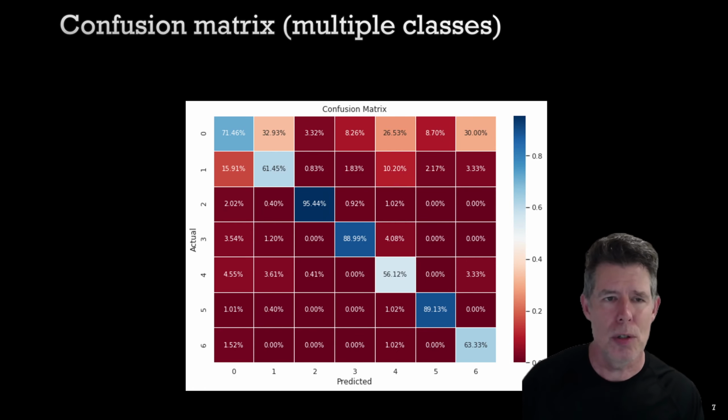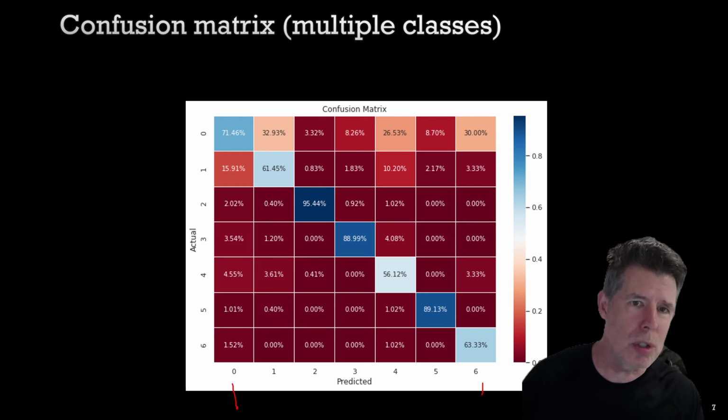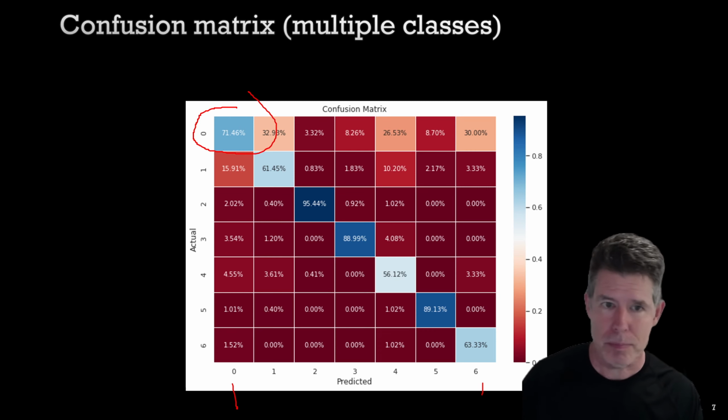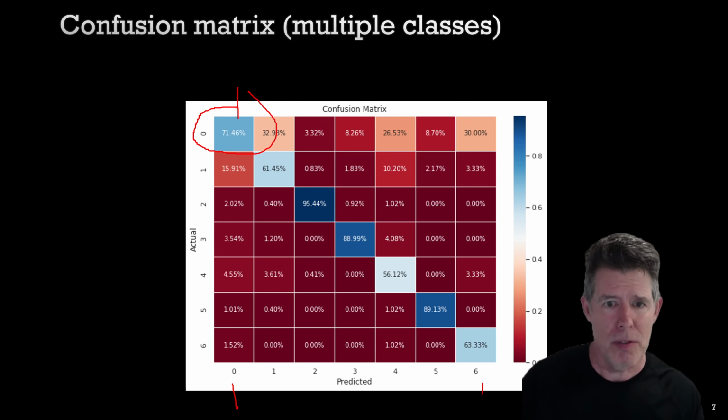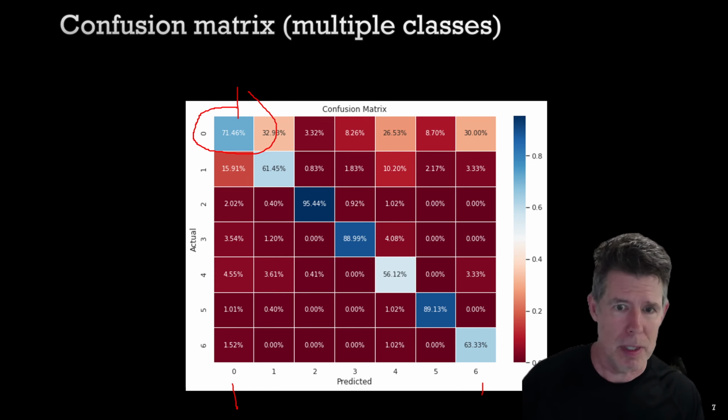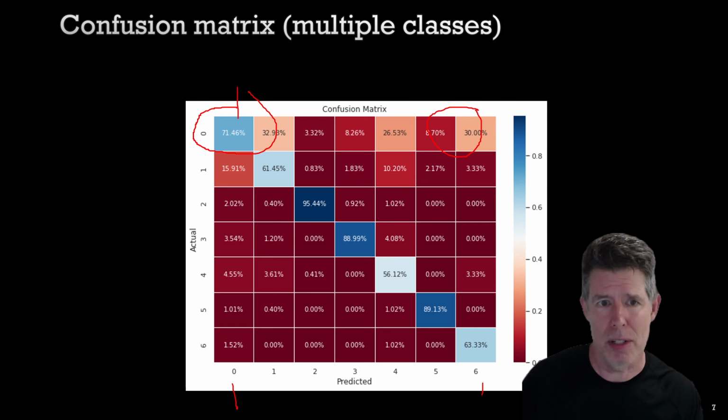In addition to binary classification, you can have multi-class classification. So here I've got classes 0 through 6. And for example, when the actual class should have been 0, our model predicted 0 71% of the time. But unfortunately, for 0, it also predicted class 6 30% of the time. So that wasn't so good.